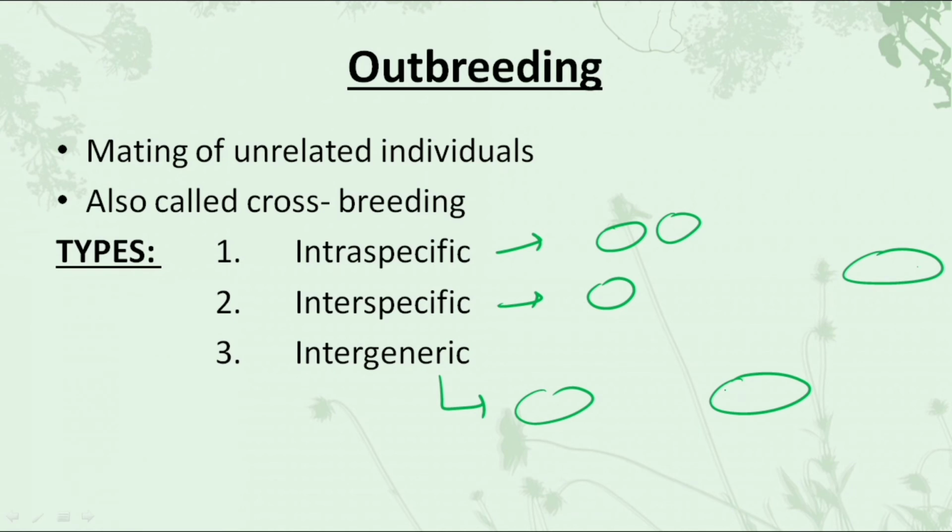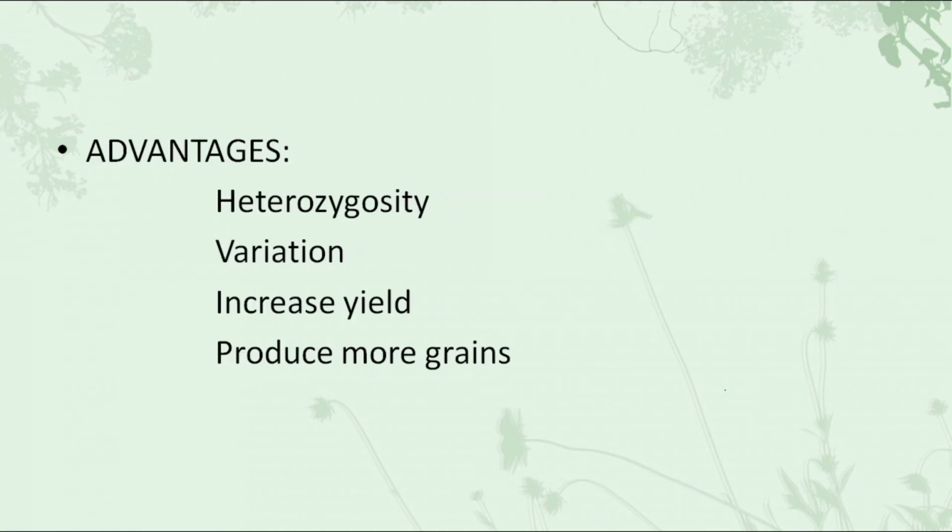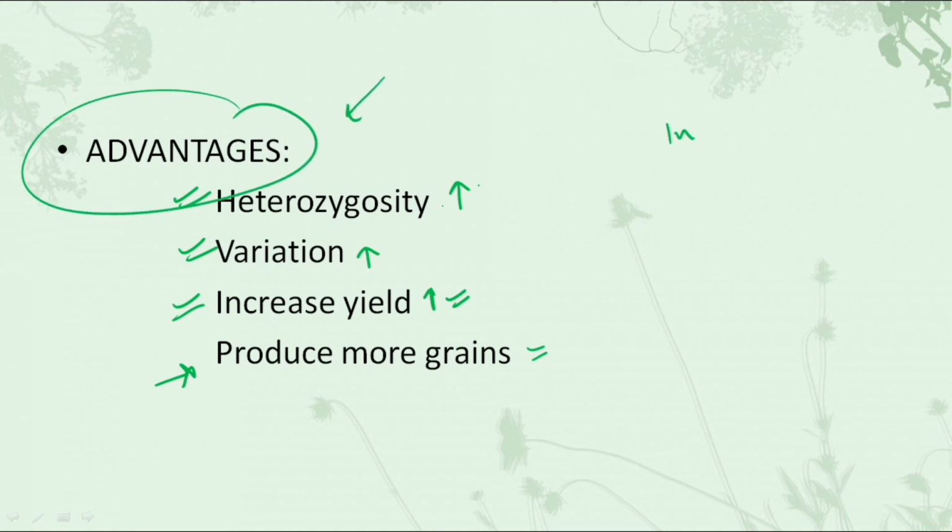Let's talk about the advantages of the outbreeding process. There is an increase in heterozygosity, an increase in variation, an increase in the yield of the products that we are focusing upon, and it also leads to the production of more grains. All the disadvantages faced in inbreeding are covered up in outbreeding. I have just discussed what heterozygosity is in the case of inbreeding, so make sure you have a grip on this.